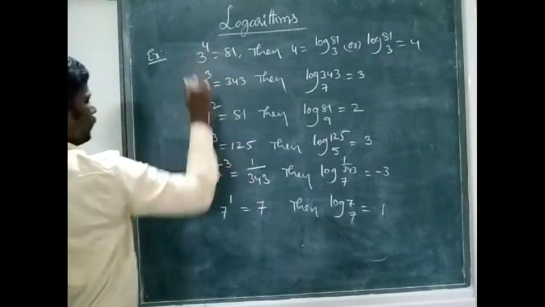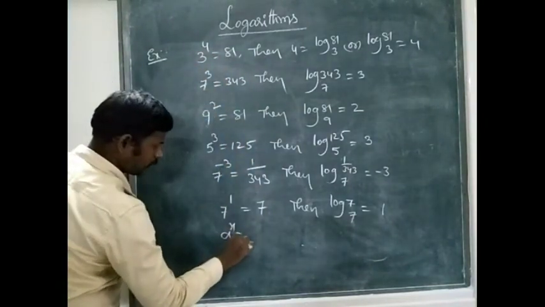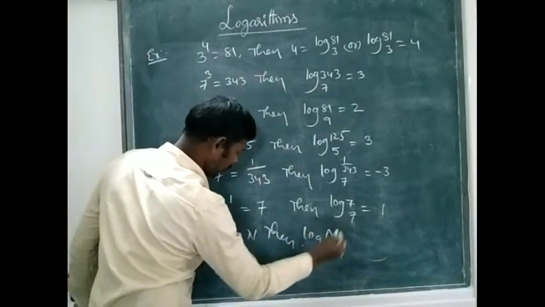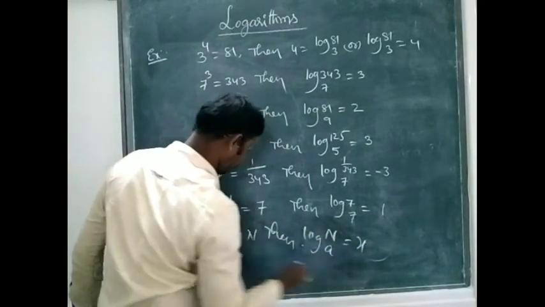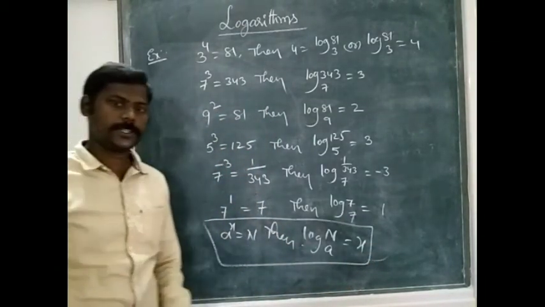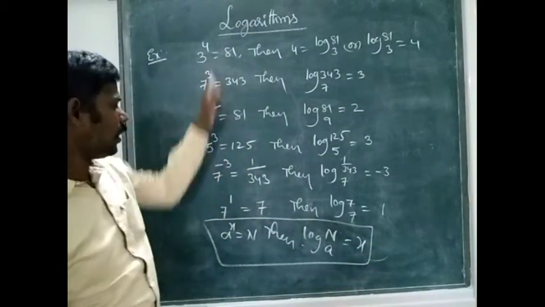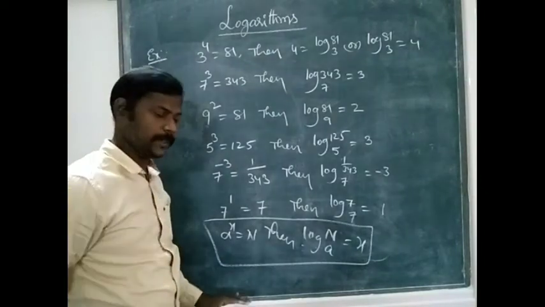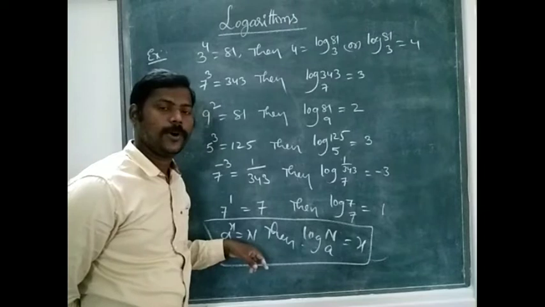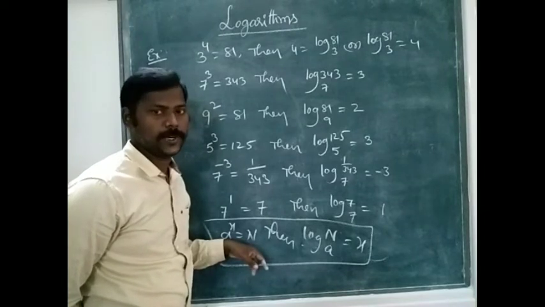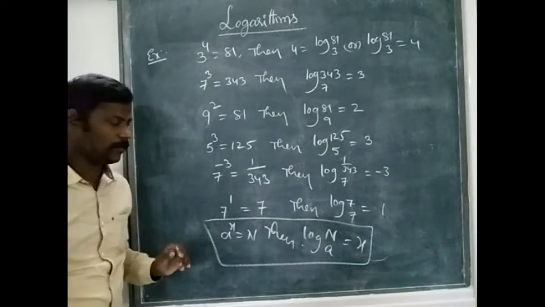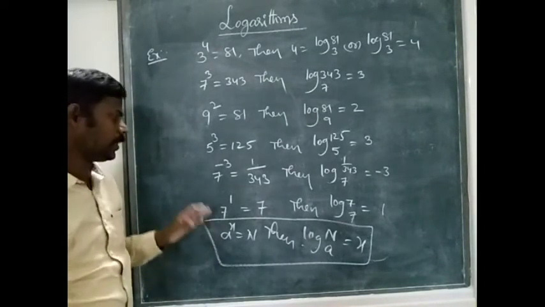I already said to you: if a power x is equal to n, then logarithm of n to the base a is equal to x. Is it clear what the logarithm definition is? So in all examples, what you are observing, a and n are always positive real numbers. Okay, children, understand?